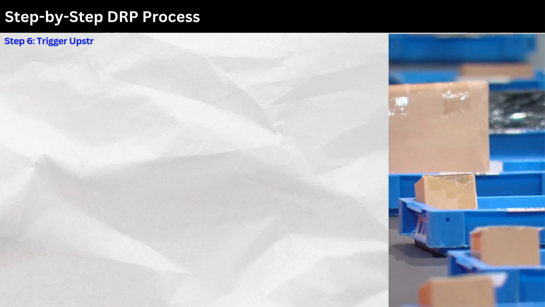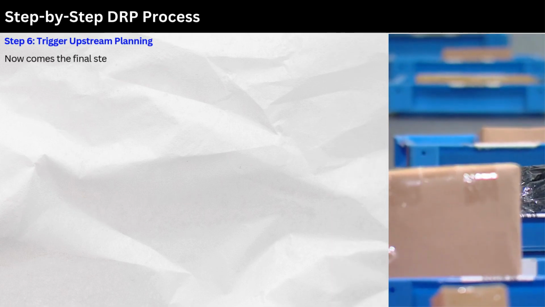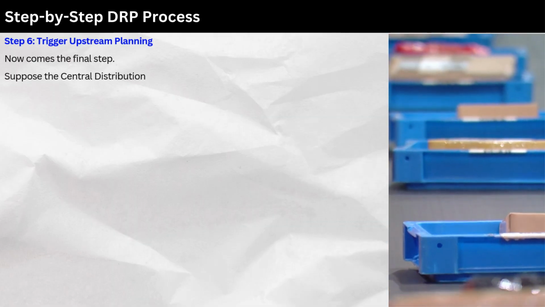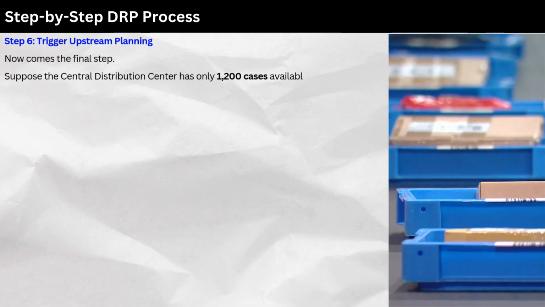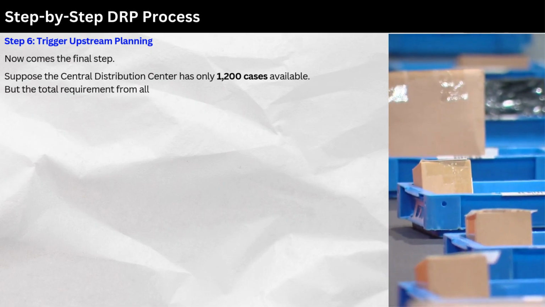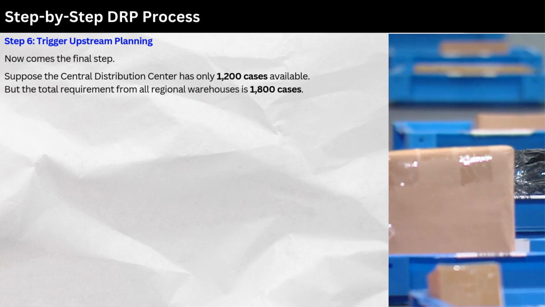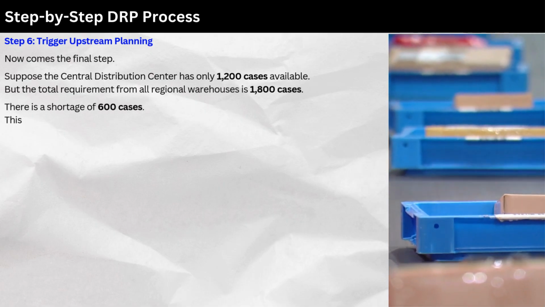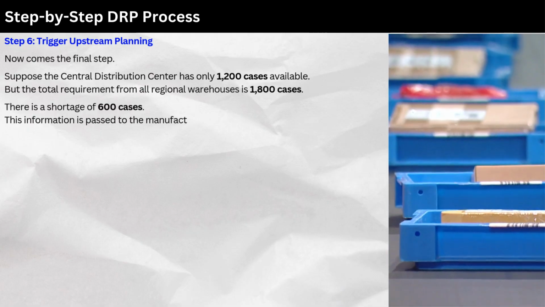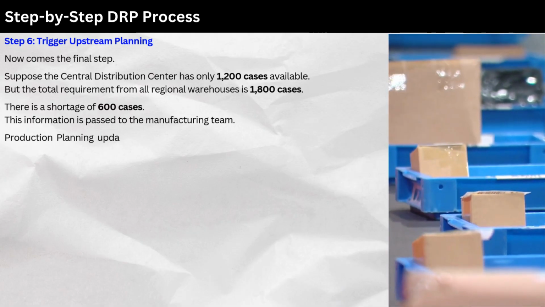Step 6. Trigger upstream planning. Now comes the final step. Suppose the central distribution center has only 1,200 cases available, but the total requirement from all regional warehouses is 1,800 cases. There's a shortage of 600 cases. This information is passed to the manufacturing team.